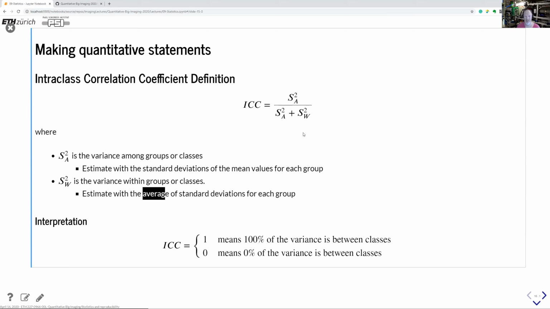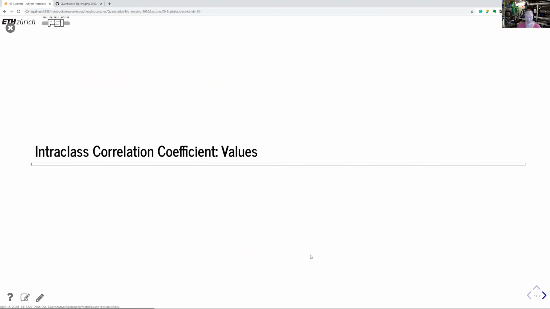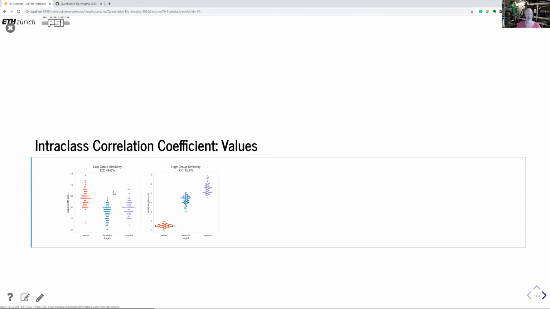And that is put into this metric here. If we have a 1, it means that the variance between the classes is very high, so they are well separated. And a 0 means 0% variance between the classes, so they are almost the same. Let's look at what the group similarity is telling us. In the case of the sepals, we have a relatively low value of the ICC, while in the case of the petals, we have a very high group similarity. So this is a way to tell if a variable is able to separate between different classes.